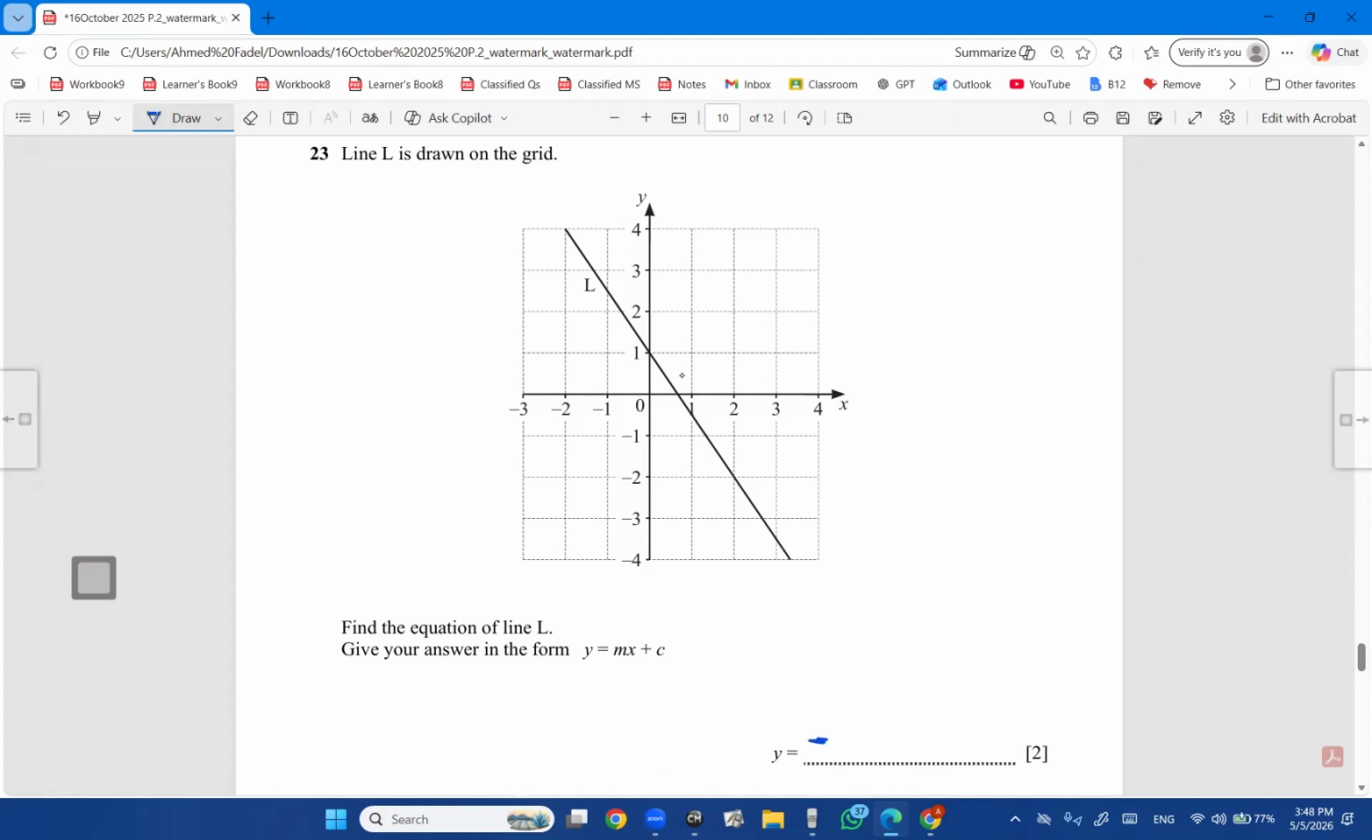Now, how can I find the coefficient of x, which is the gradient? You must choose two stable points. And then it is rise over run. Here is 1, 2, 3, over run, which is 2. So it's negative 3 over 2x. The y-intercept, where did the line cross the y-axis? At 1. So it is negative 3 over 2x plus 1.